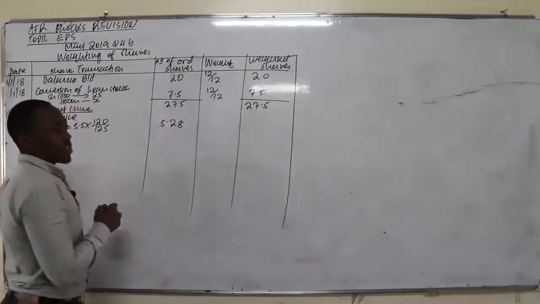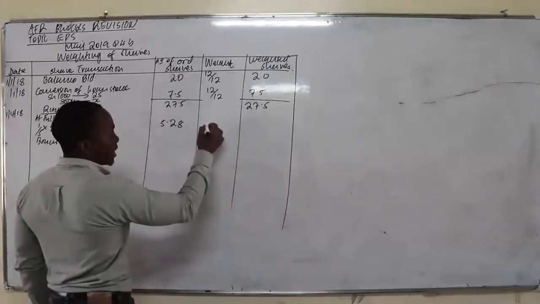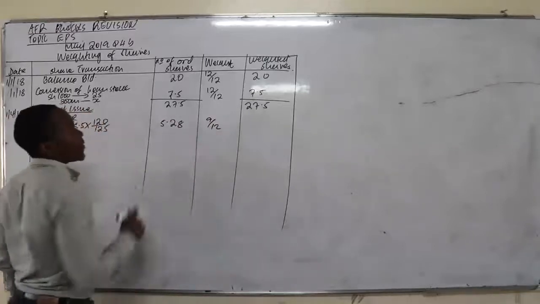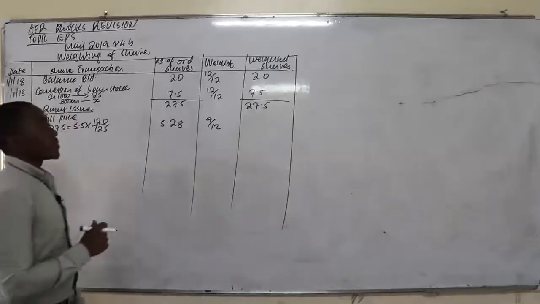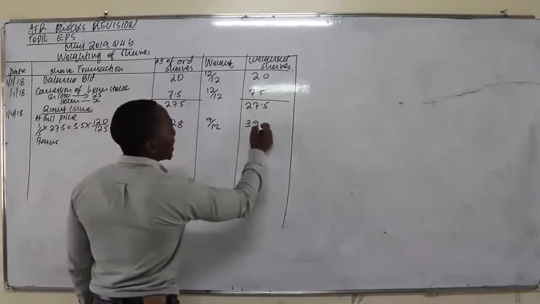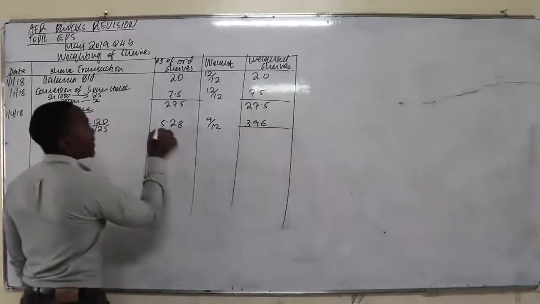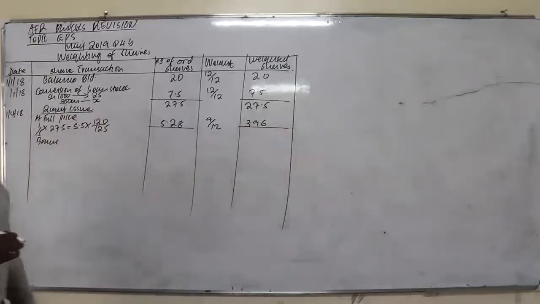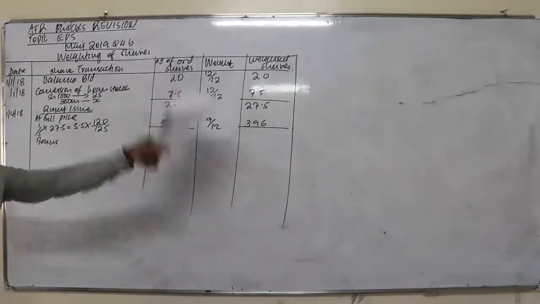5.28. And then how many months at the end of the year? 9 over 12. 5.28 times 9 over 12 is 3.96. And then we say that after every share transaction, you sum up. Give me ordinary share, give me the weighted shares.